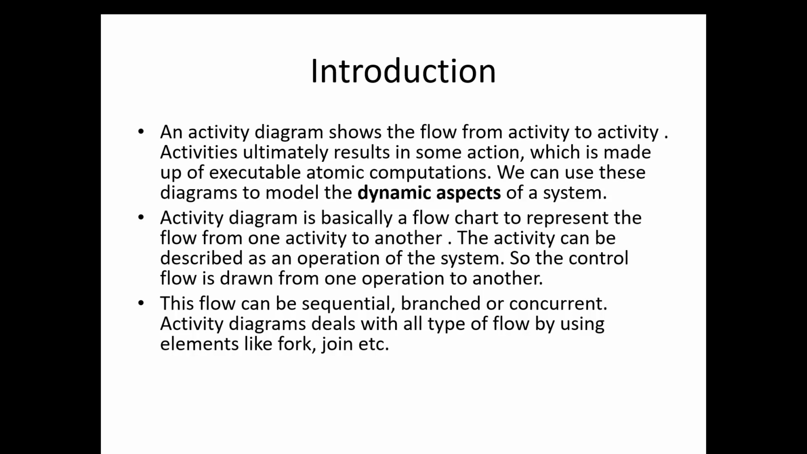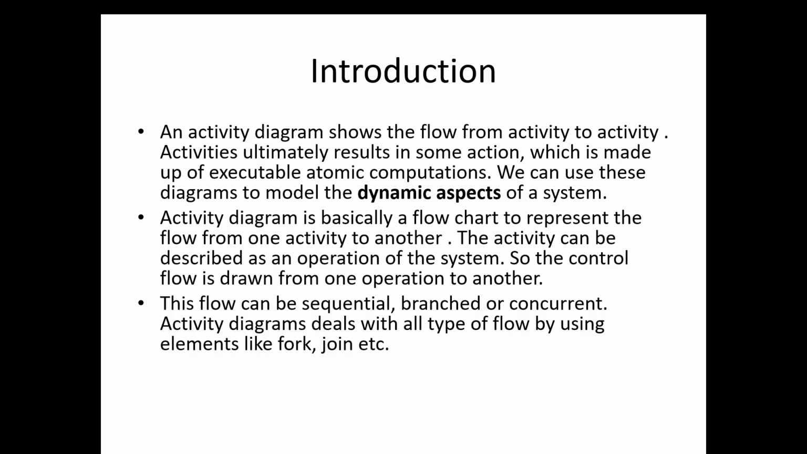Means whatever activities are done in a system in a sequence. So an activity diagram is basically a flow chart to represent the flow from one activity to another. This flow can be sequential, branched or concurrent. Means on a particular activity there could be more than one possibility. Various activities can be concurrently performed. Branched means that on a particular activity one has to take a decision, which path is to be followed and next which activity is to be done.